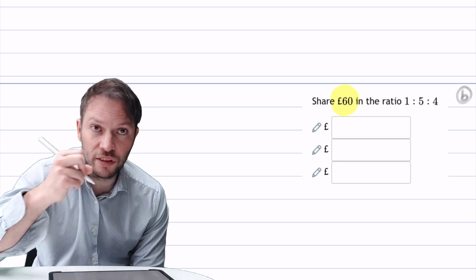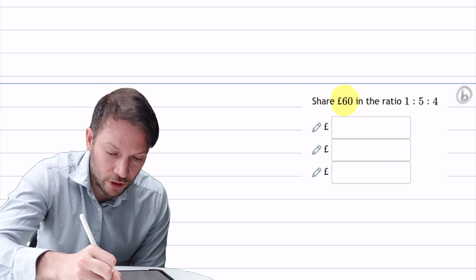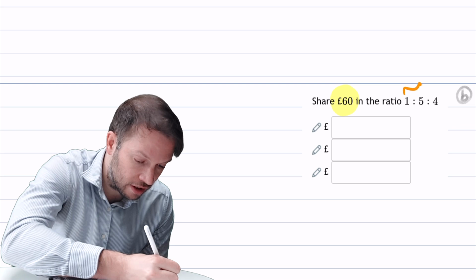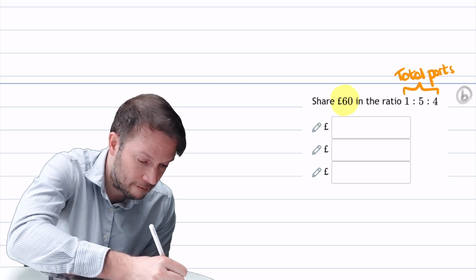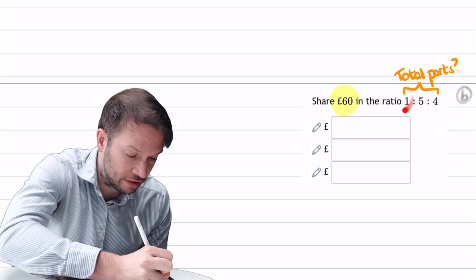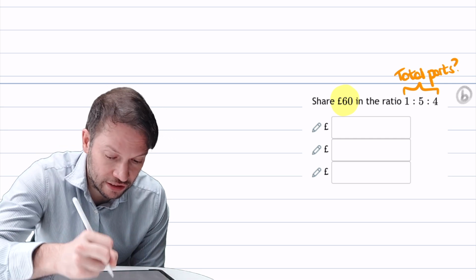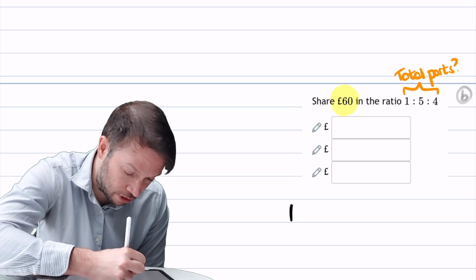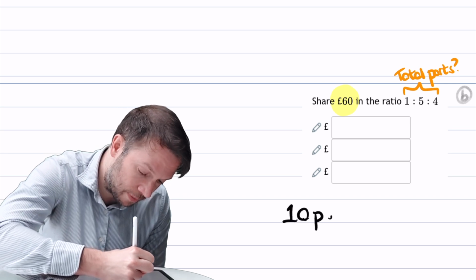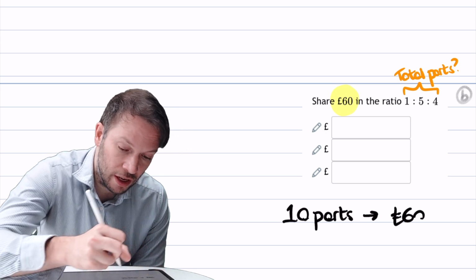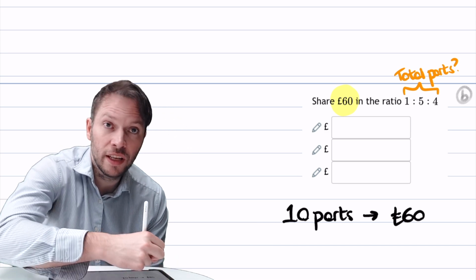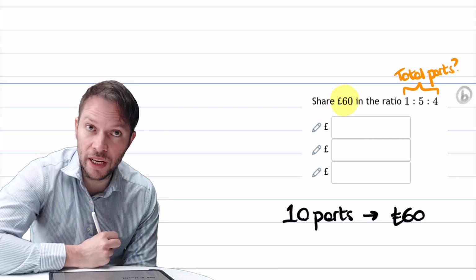And if this represents the total amount, we work out the total number of parts. So what's the total number of parts? Well, we've got 1 part plus 5 parts plus 4 parts. That's 10 parts in total. So we write 10 parts, and that is worth £60 because the total number of parts is equal to the total amount of money being shared.